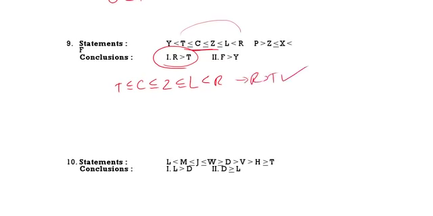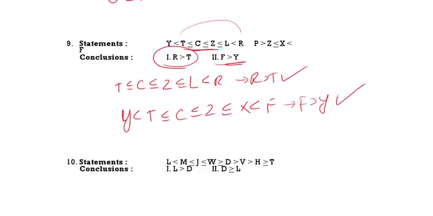See the second one. F greater than Y. For this, Y less than T, T less than or equal to C, C less than or equal to Z, Z less than or equal to X, X less than F. Therefore, Y less than F follows, or F greater than Y definitely follows. So both follow is the answer. Both follow means option 5 is the correct answer.